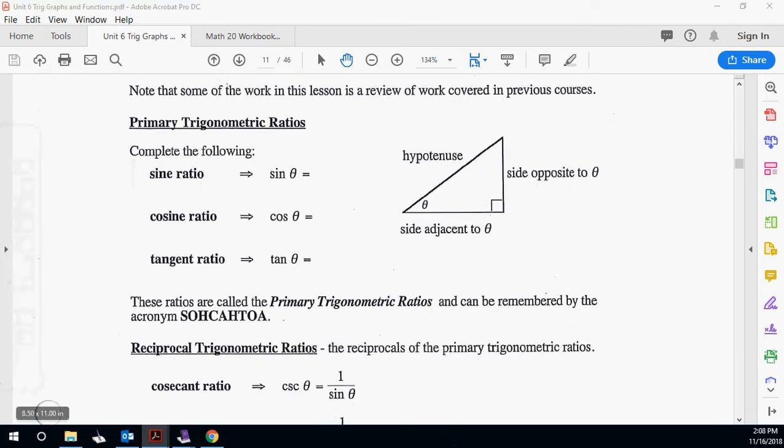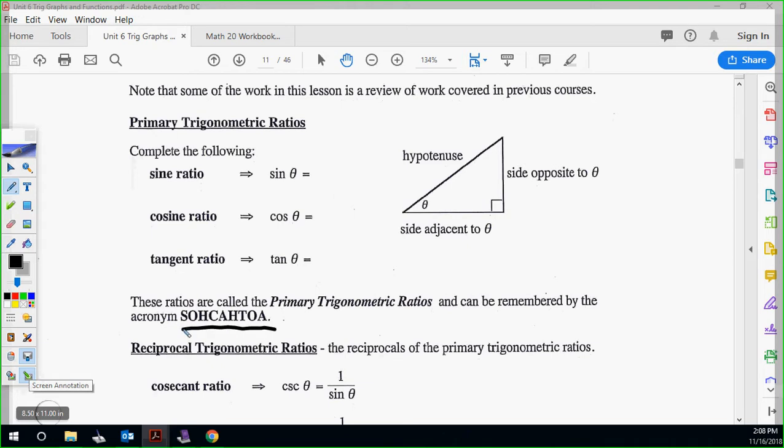I hope that all of you have heard Sohcahtoa before. Sohcahtoa is the acronym used to remember the trig ratios. So what it stands for is sine theta is opposite over hypotenuse. That's your SOH. Cosine is adjacent over hypotenuse. That's your CAH. And tangent is opposite over adjacent.